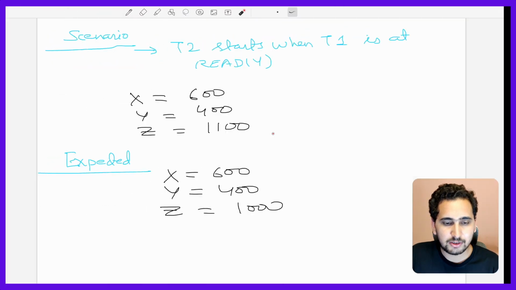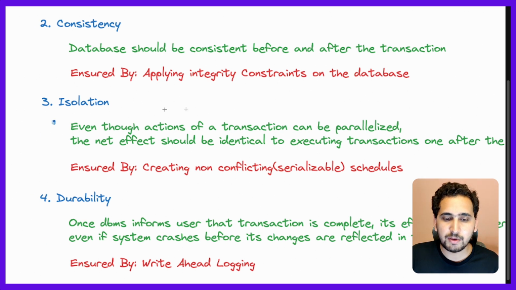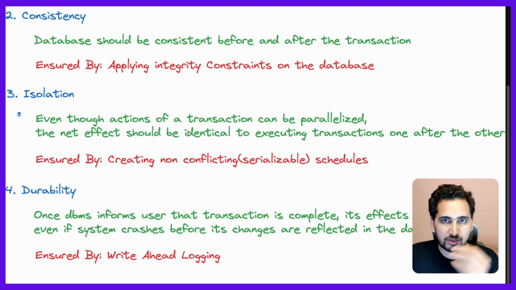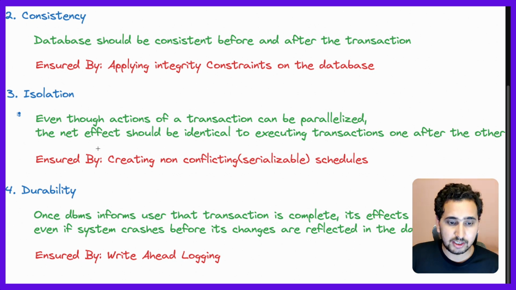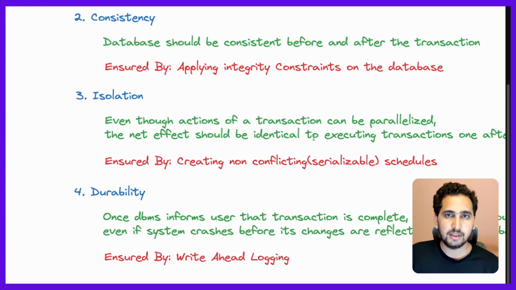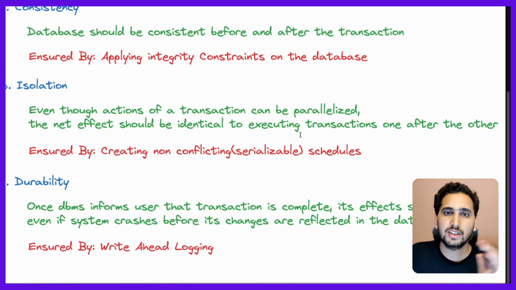So let's again look at the definition of isolation. What does ensuring isolation mean? Ensuring isolation means that if we are able to come up with such a schedule, such a plan of executing these actions, that even though we do them in parallel, the net effect should be identical to executing the transactions one after the other, right? So the net effect that we see should be the same as if we were executing them one after the other.